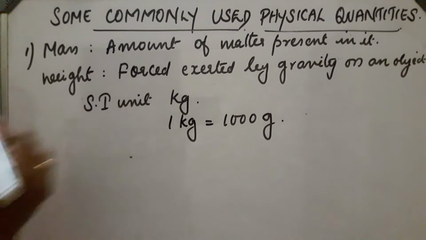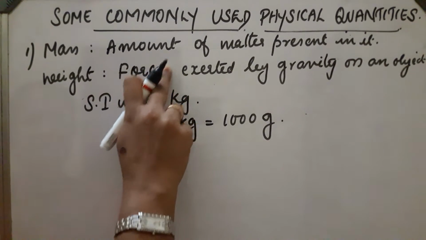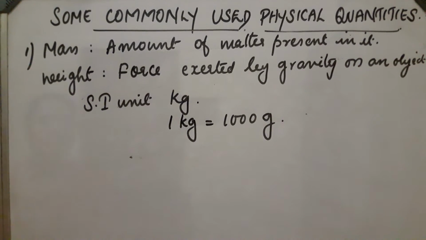What is the difference between mass and weight? Weight varies as the gravity changes, so weight varies from one place to another. But in the case of mass, the mass is fixed in all places.